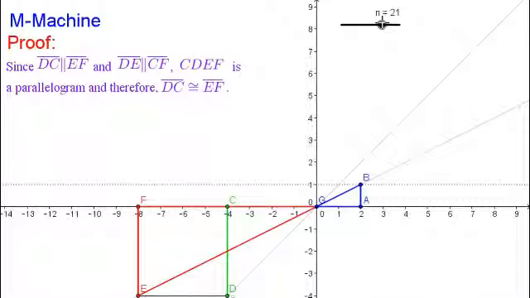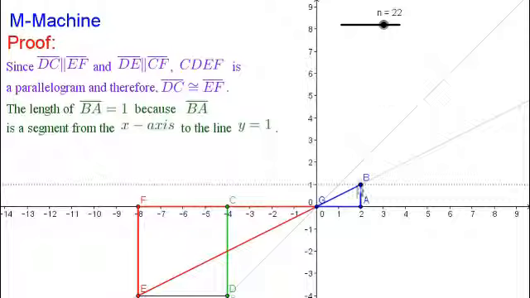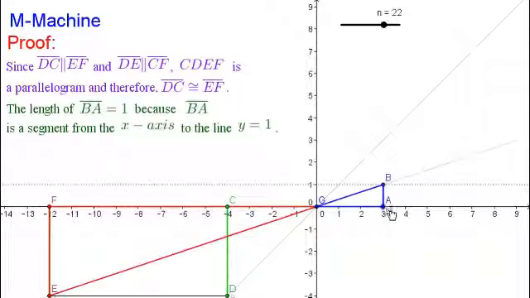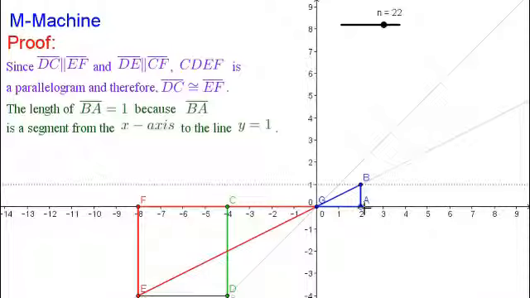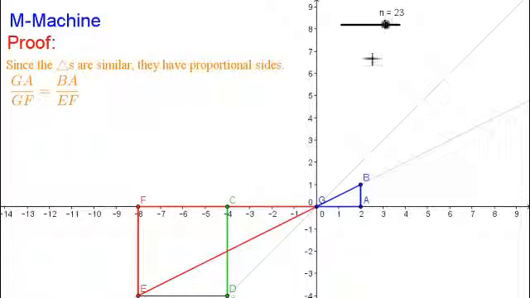The length of segment BA is going to be equal to 1. Regardless of where I move this segment, the value is always equal to 1. And this is true because the segment is contained or bounded by the x-axis and the line y equals 1. Since we've already claimed that these two triangles, ABG and FEG, are similar, then we have to take their characteristics, which means that they have proportional sides. The proportion that we are interested in is GA over GF is equal to BA over EF.